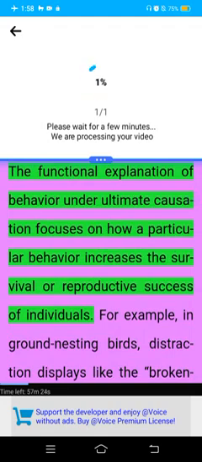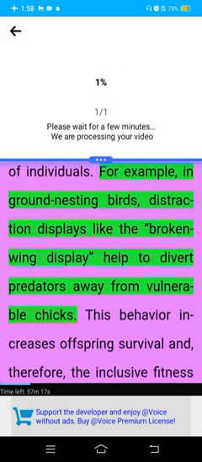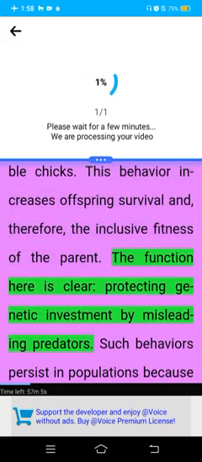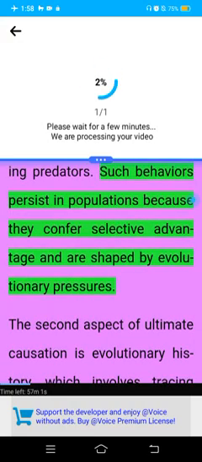The functional explanation of behavior under ultimate causation focuses on how a particular behavior increases the survival or reproductive success of individuals. For example, in ground nesting birds, distraction displays like the broken wing display help to divert predators away from vulnerable chicks. This behavior increases offspring survival and, therefore, the inclusive fitness of the parent. The function here is clear: protecting genetic investment by misleading predators. Such behaviors persist in populations because they confer selective advantage and are shaped by evolutionary pressures.